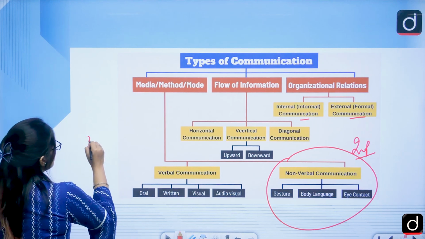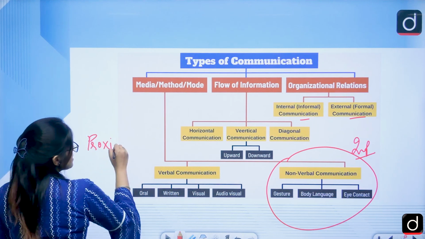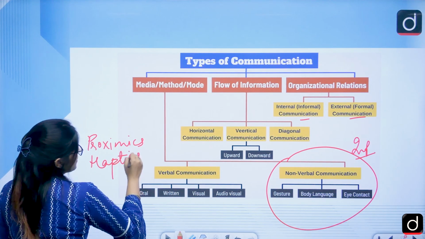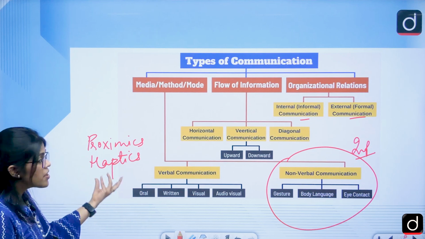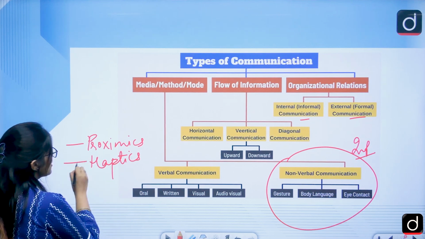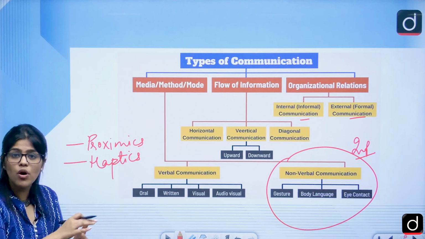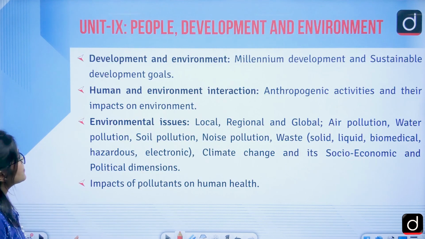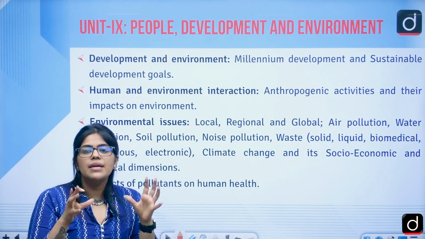So we'll be dealing with proxemics. We'll be dealing with what is haptics, right? You should know what is chronemics, the study of space, the study of touch, the study of time is chronemics. We'll be doing all of these things. Then comes a very important unit.